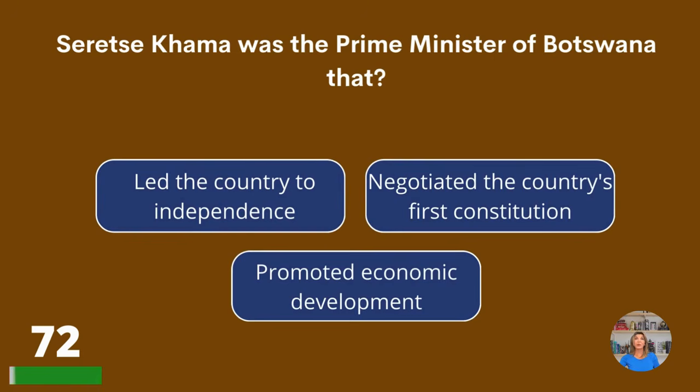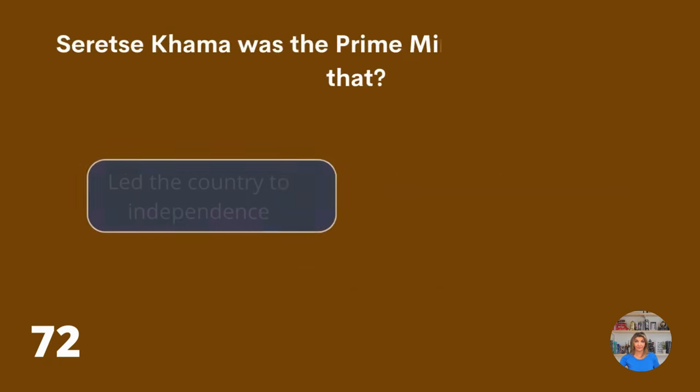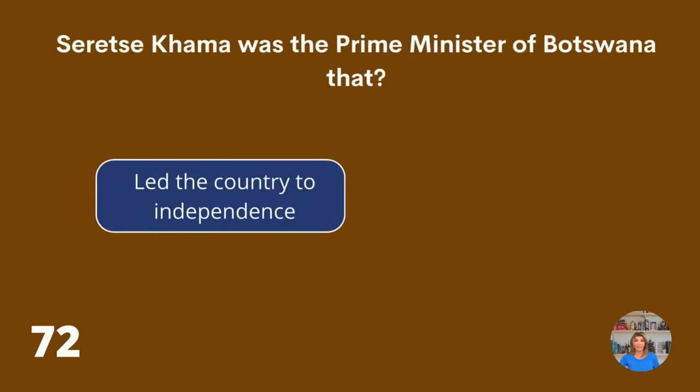Seretse Khama was the prime minister of Botswana that led the country to independence, negotiated the country's first constitution, or promoted economic development? Led the country to independence.